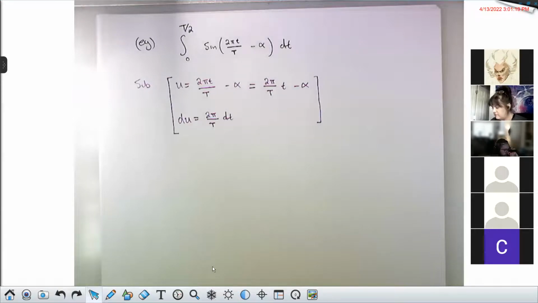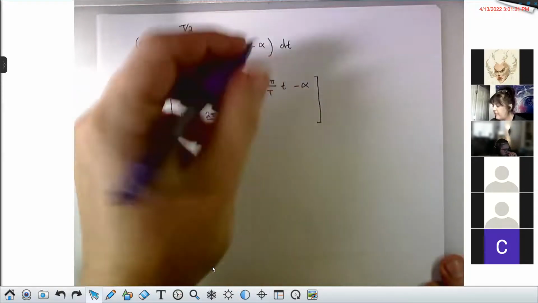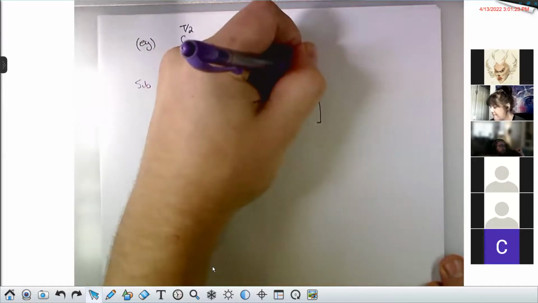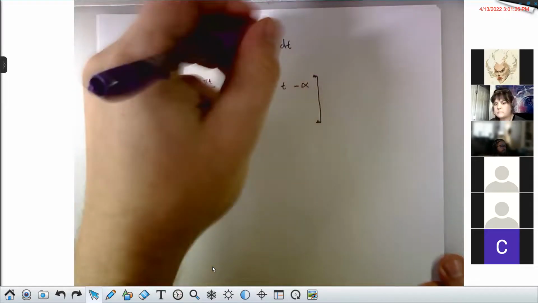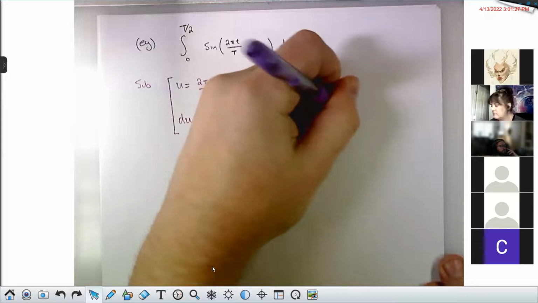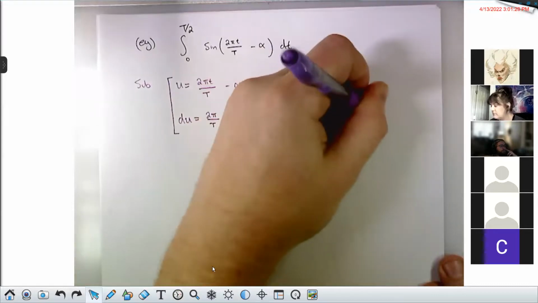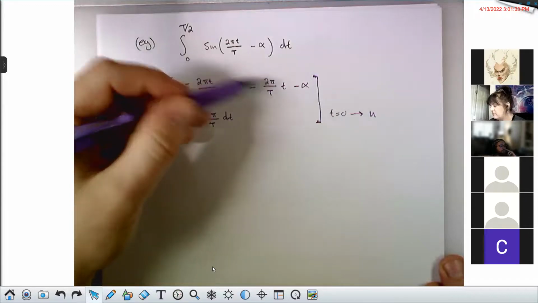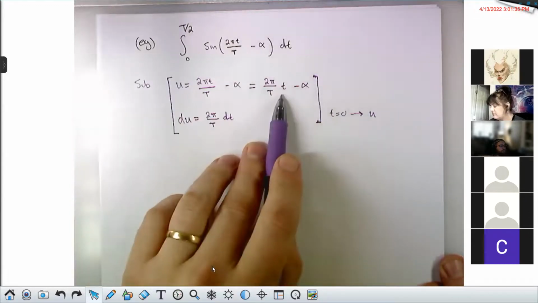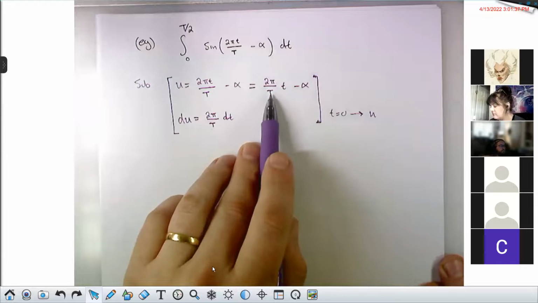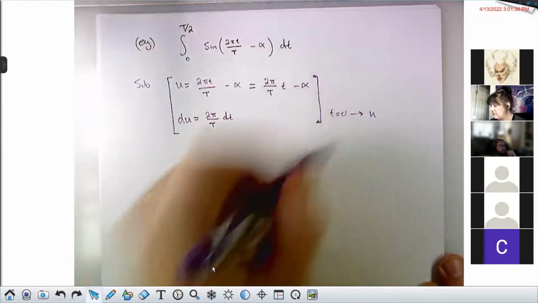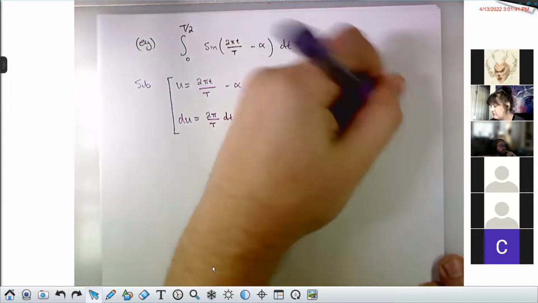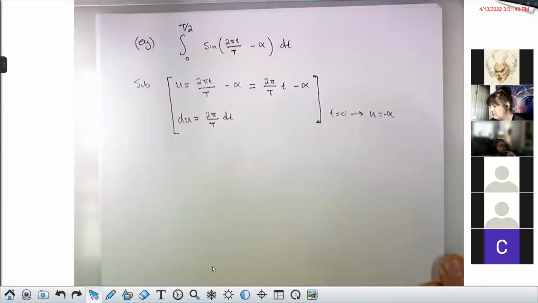I need to change my bounds also. I closed my little substitution box there. That was a mistake. I shouldn't have done that. When little t is equal to 0, u would be negative alpha, right? If I plug in 0 for t here, I get 2 pi over big T times 0 minus alpha. So that means u would be negative alpha.